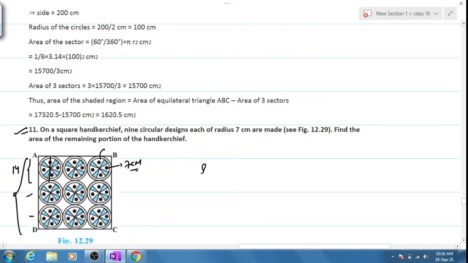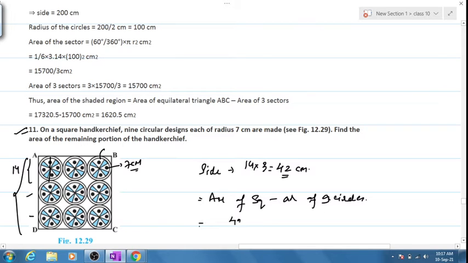So side of the square will be 14 into 3, 42 centimeters. Does everybody agree with this? And my required shaded area will be area of square minus area of 9 circles. Does everybody agree with this? Area of square will be 42 into 42 minus area of those 9 circles, which will be 9 into pi r square. Instead of r we will have 7.